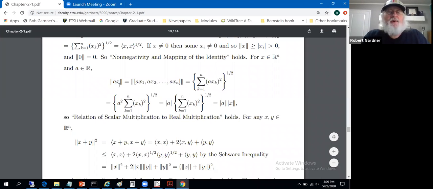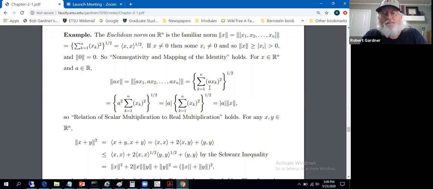We take a times vector x, that's a times a vector with the components x1 through x sub n. Scalar multiplication has been performed. We'll sum the squares of the components, add them up, take a square root. All right, we'll have a common factor of a squared that we can bring out. Now let's, in a sense, distribute the square root. The square root of a squared is the absolute value of a. That's where the absolute value came from. And then the square root of the other stuff is just the norm of x. And of course, then the norm of ax equals the absolute value of a times the norm of x.